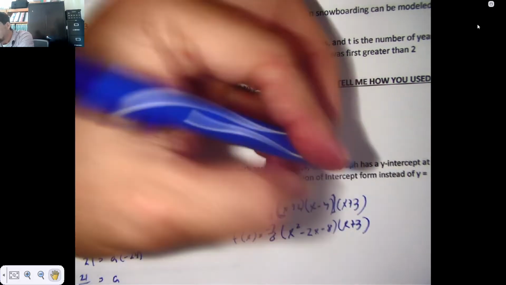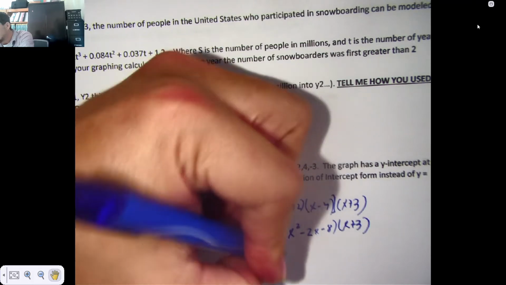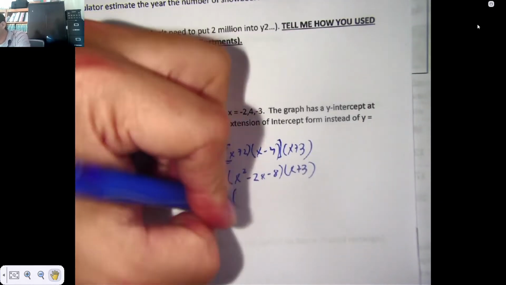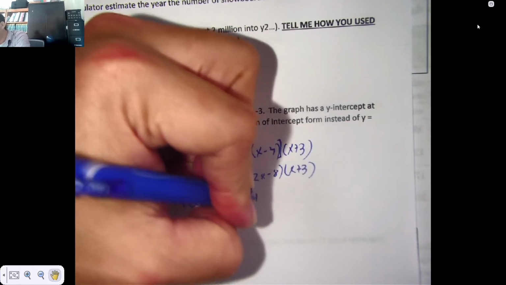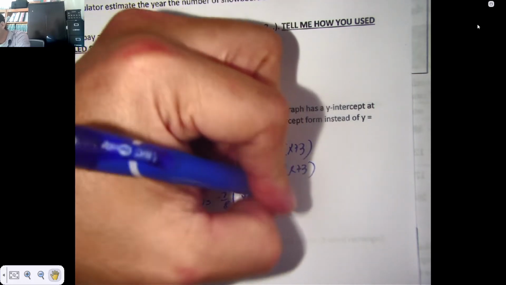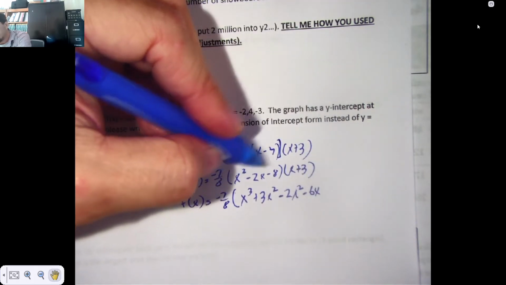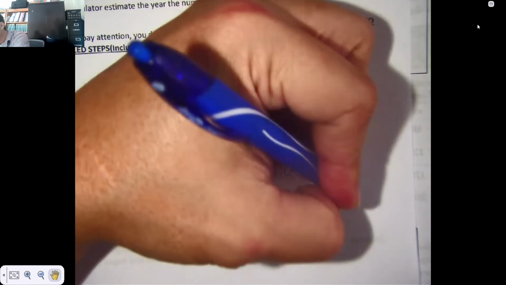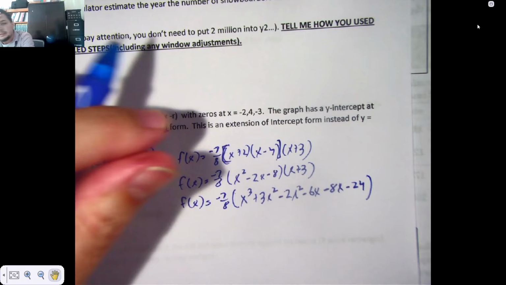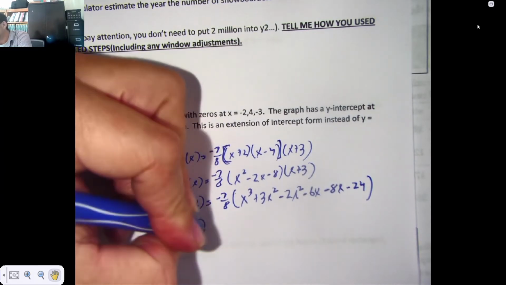And then I'm going to have to distribute that to the x plus 3. I'll have x cubed plus 3x squared. That was the distribution of my x squared. Minus 2x squared minus 6x. That's the distribution of my -2x. And then minus 8x minus 24. Clean that up. 2 more lines. It should be done. It's not that bad.